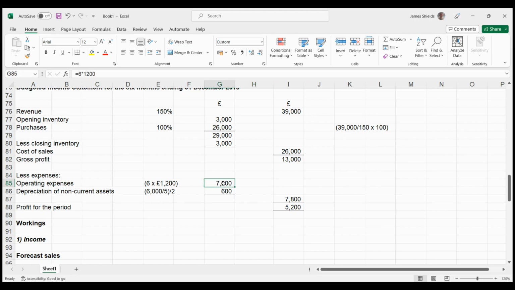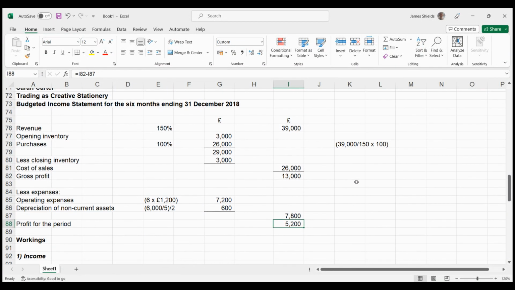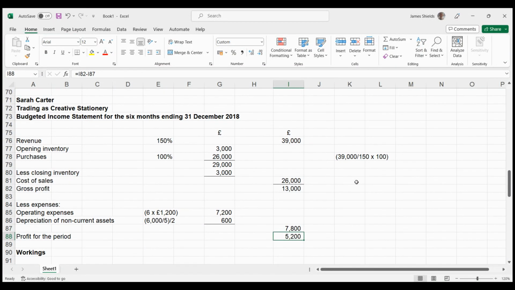So we've got 7,200 plus 600. That comes to 7,800. And to work out the profit for the period, in this case for the 6 months, it's our gross profit of 13,000, take away the total expenses of 7,800, giving us a profit for the period of £5,200. So that's basically your budgeted income statement for the 6 months ending the 31st December 2018.